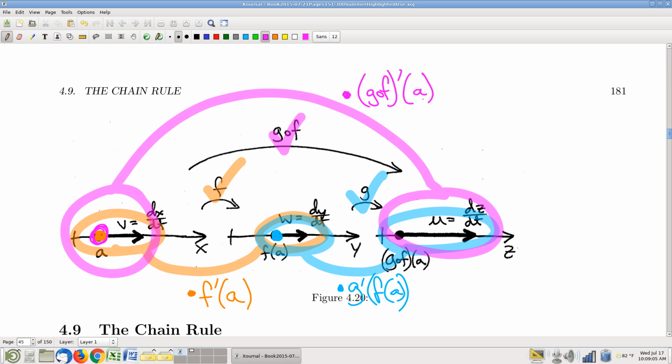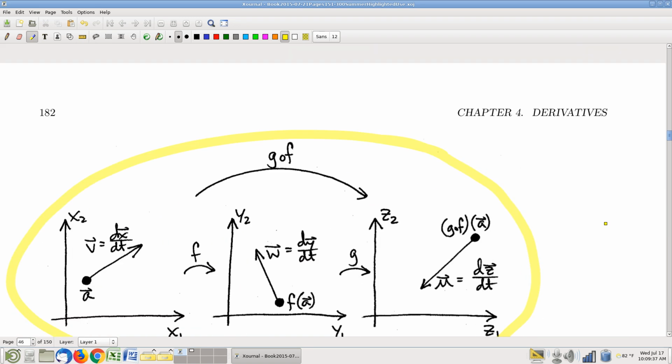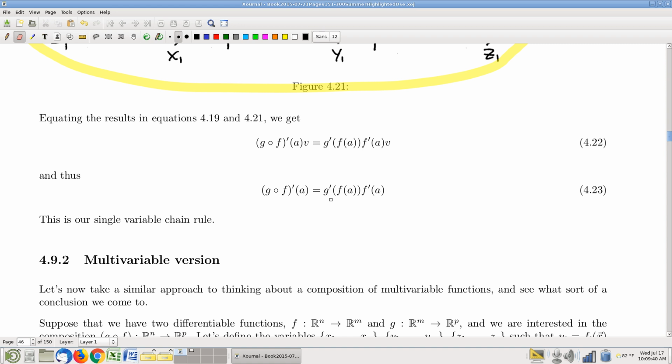I now have two points of view on how to relate dz dt and dx dt. On the one hand, I multiply by that value. On the other hand, I multiply by both of these factors. Therefore, those have to be equal. Multiplication by the derivative of the composition has to be the same as multiplication by the product of these individual derivatives, evaluated appropriately, of course. And that gives us our single variable chain rule that y'all all remember.